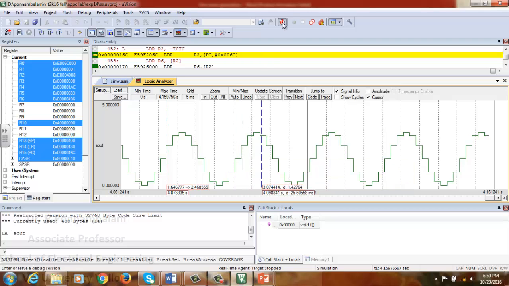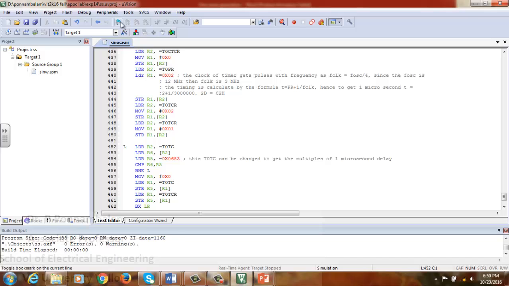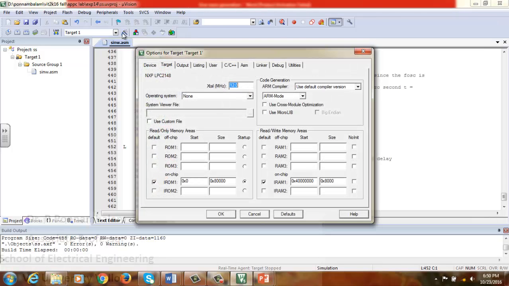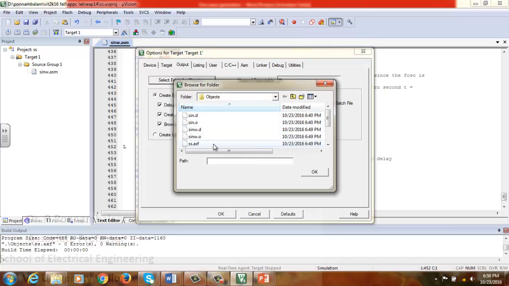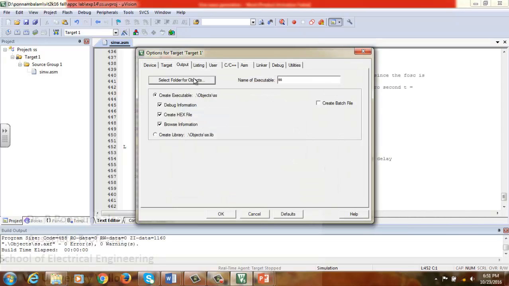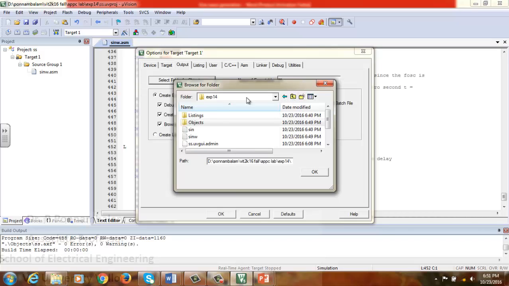So for doing it with the hardware, we'll have to click this options for target, click this output and create this hex file, and the name of the executable file will be ss. And to browse into where this particular file is stored, click on this objects. So click on this select folder for objects. You can see that it is experiment 14 in this case. So here it will be stored.